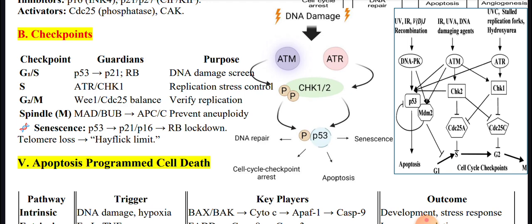This is crucial for preventing aneuploidy, daughter cells ending up with the wrong number of chromosomes, a hallmark of many cancers. Next, programmed cell death, apoptosis.